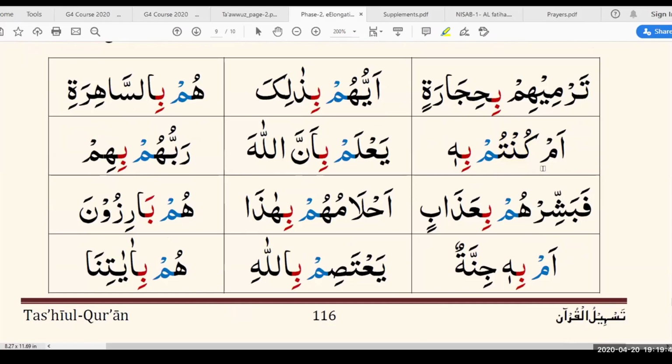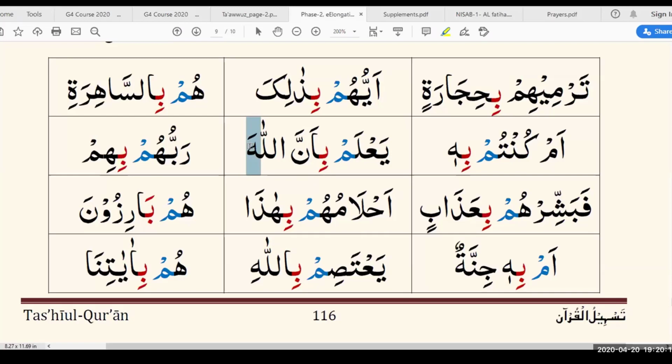Kuntum bihi. Okay, Jazakallah. Next word. Ya'lam bi anna Allah. Okay, can you read this in continuation now? Ya'lam bi anna Allah. Okay, good.